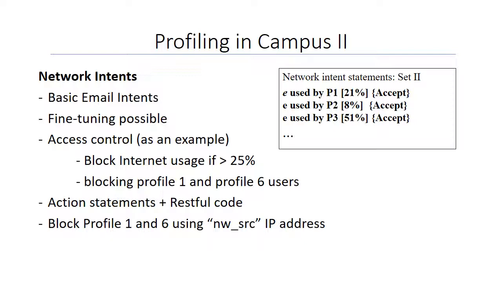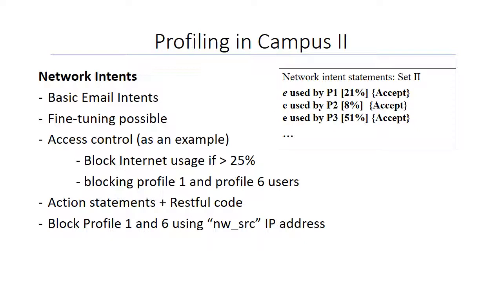So let's say, for example, we would like to temporarily block internet access for users having higher than 25% usage of the web for campus number 2, the profiles that we have considered in the previous diagram. This would mean blocking profile 1 and only profile 6 users from accessing the internet. Since the network intent statement is already there that both of these profiles are using the internet, all we need to do is select the option of reject or deny for these 2 profiles.